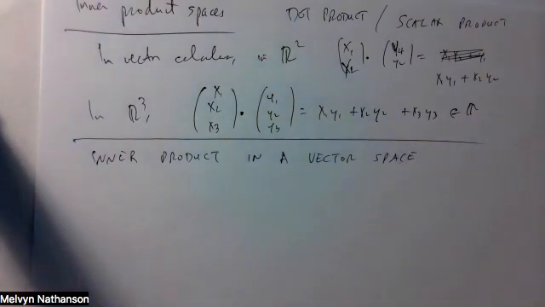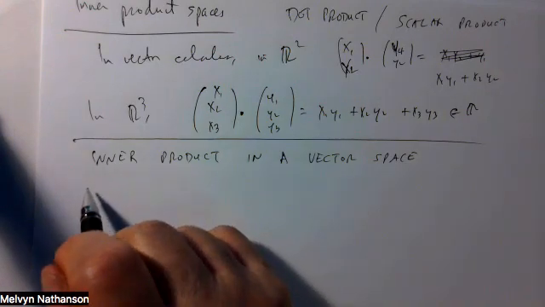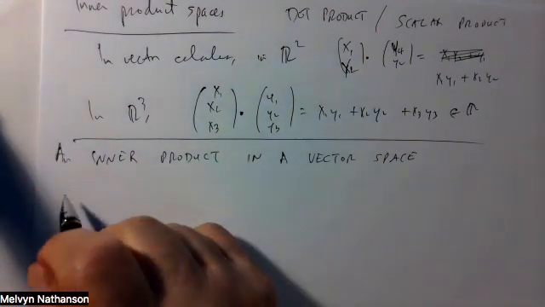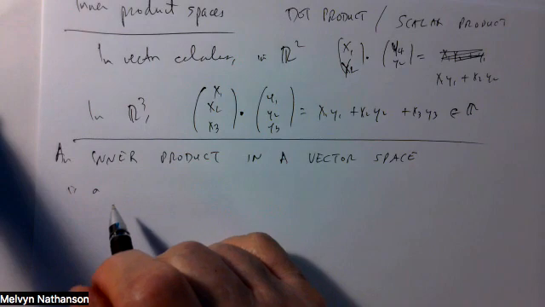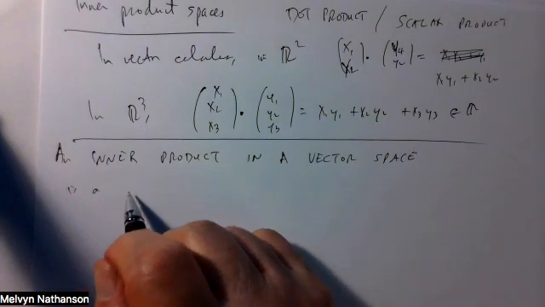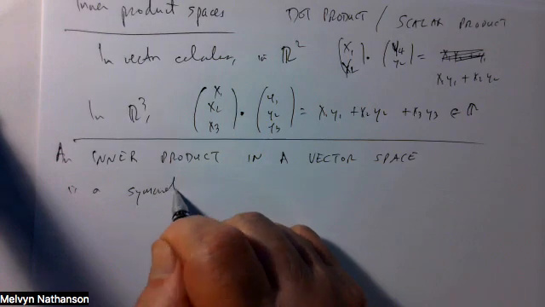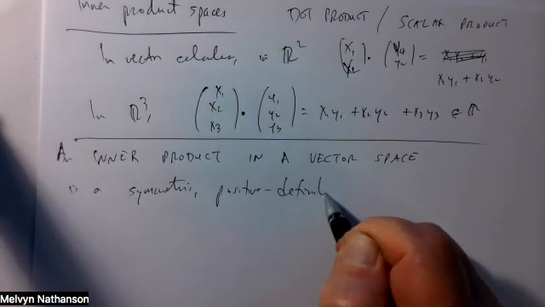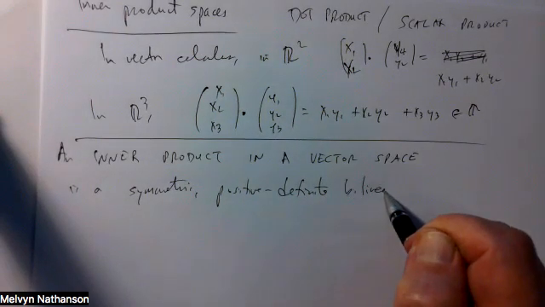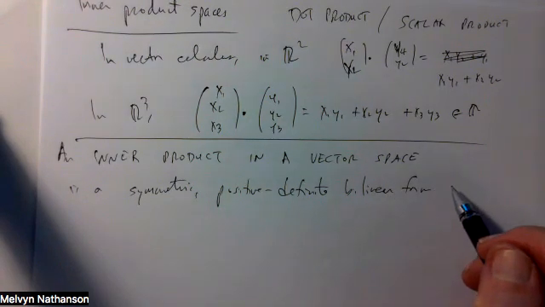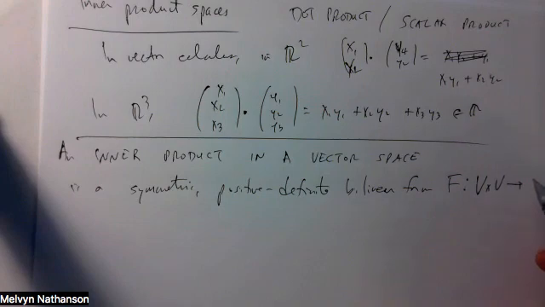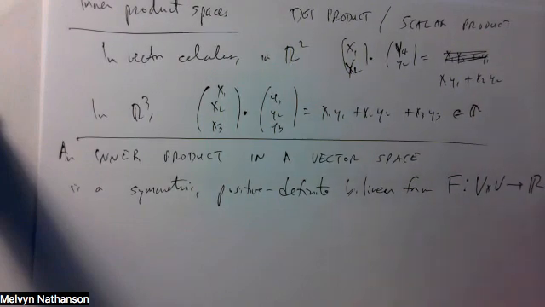An inner product in a vector space is, I'll just write down the words and then I'll define them again, a symmetric, positive definite, bilinear form, called F. So let's say F from V cross V into the scalars. Let's just say the scalars are the reals for today.